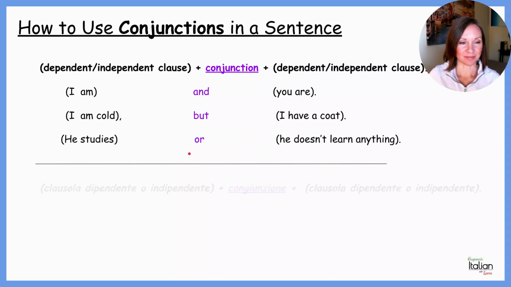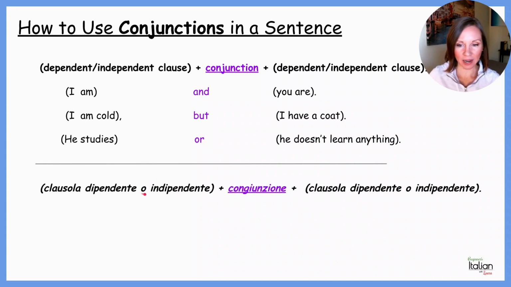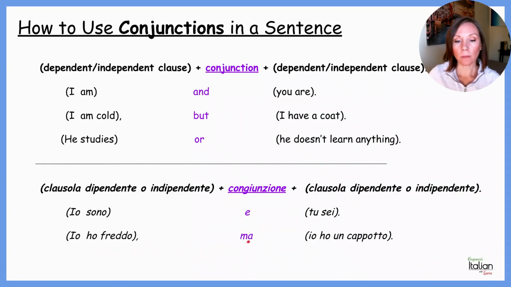Okay, so in Italian, we have the exact same thing. So io sono e tu sei. Okay, we use it in the exact same way. Io ho freddo, ma io ho un cappotto. And lui studia oppure lui non impara niente.